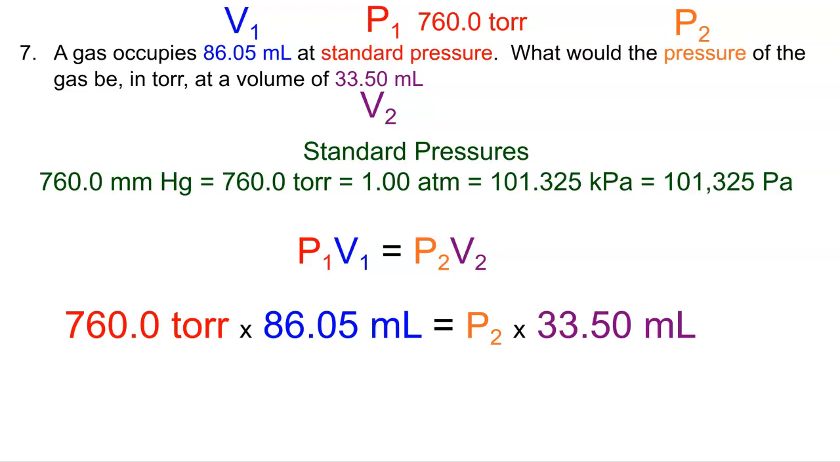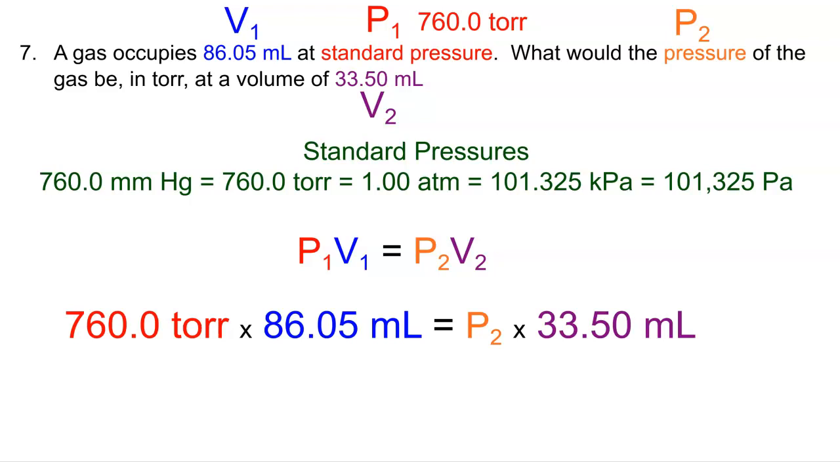So we're going to pause here before we do any calculations and ask ourselves, what do I have 2 of? I have 2 volumes. So I check to see, are they in the same unit? And they are, so I have no converting to do. Now I just need to do the math. So I'm going to multiply the 2 numbers on the left and divide by the number on the right. When I divide by 33.50 milliliters, I'll divide it by both sides. When I do that, my units of milliliter cancel, leaving me only units of torr, which is what we would expect if we were solving for a pressure.